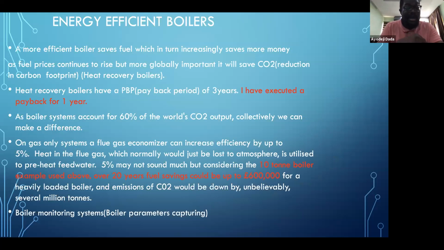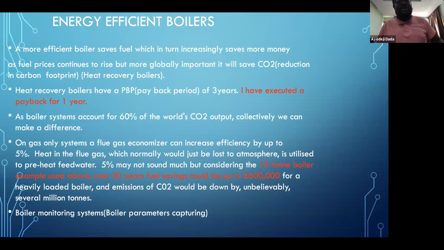So to wrap up, I would like to talk generally about energy efficient boilers. A more efficient boiler naturally saves us fuel, which in turn saves us money. We begin to count how much volume of fuel we have consumed. What does this translate to? How much volume of fuel were you able to save? What does this translate to? And normally, as fuel prices increase globally, this is affecting our bottom line.